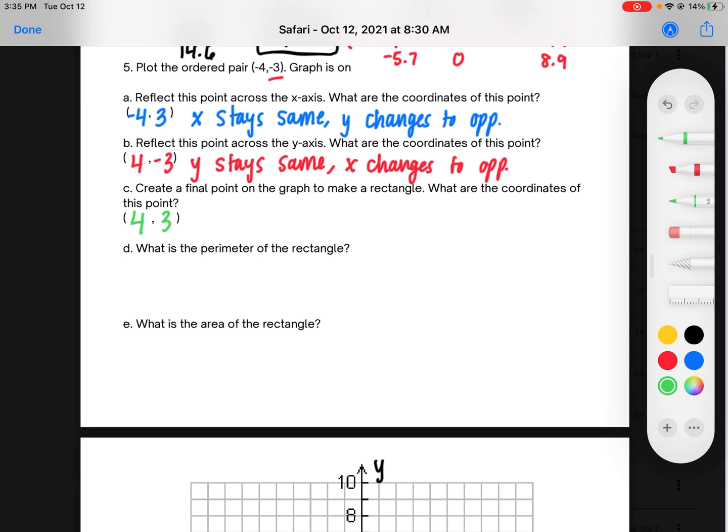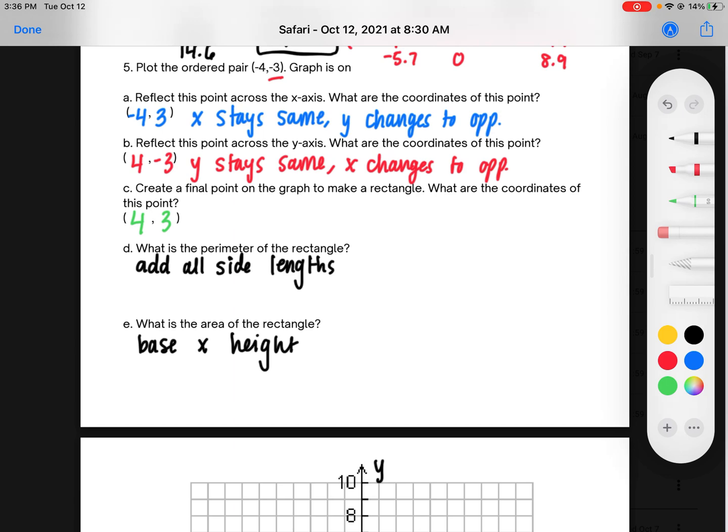And then it's going to ask us to find perimeter and area. Remember, perimeter is the distance around a figure. How do we find that? We find that by adding all side lengths of a figure. And then how do we find the area? We find area by doing base times height or length times width. Those are just different words that describe the same thing.